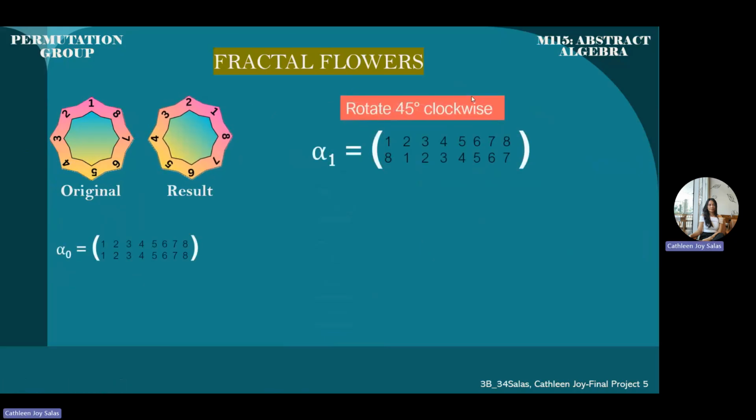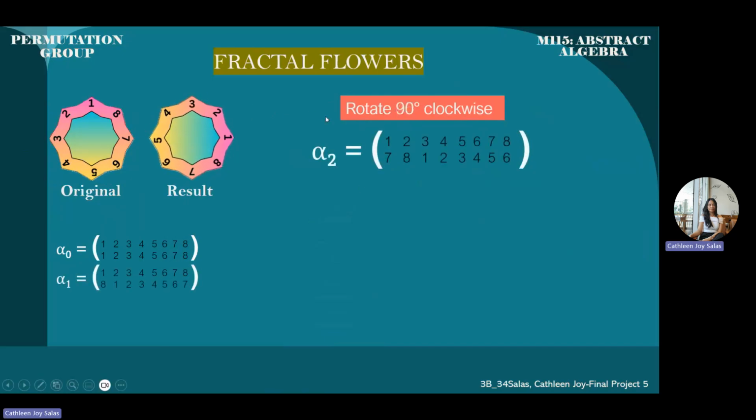For our next move, rotate 45-degree clockwise. Let alpha sub 1 be the permutation for this move. So we have here 1 is to 8. That's why we have 1 is to 8 here. 2 is to 1. That's why we have 2 is to 1 here. 3 is to 2, 4 is to 3, 5 is to 4, 6 is to 5, 7 is to 6, and 8 is to 7.